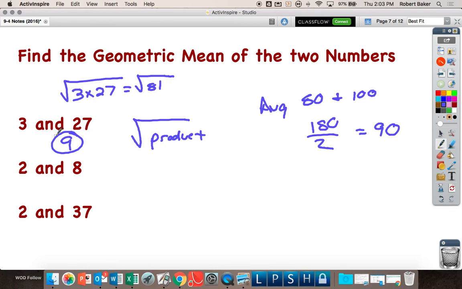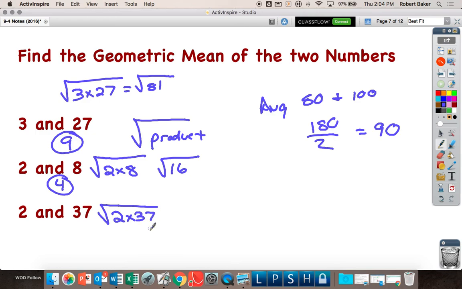What's the geometric mean of 2 and 8? So the geometric mean is the square root of the product. 2 times 8 is 16. The square root of 16 is 4. The geometric mean of 2 and 37. Two times 37 is 74. What's the square root of 74?